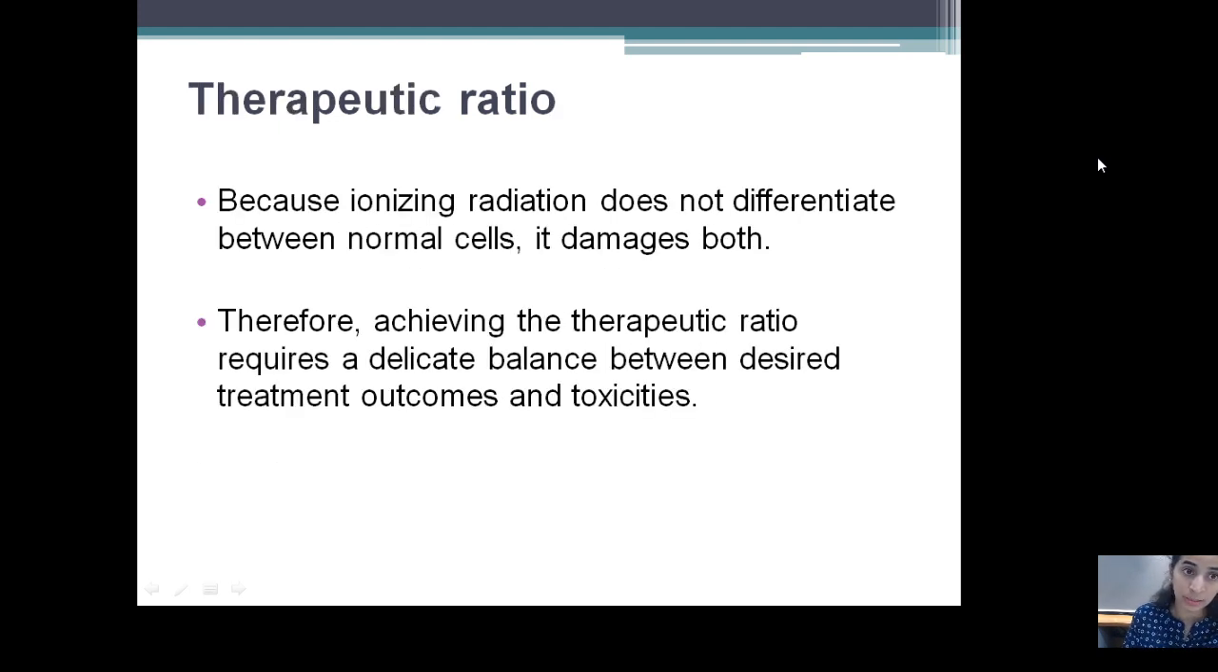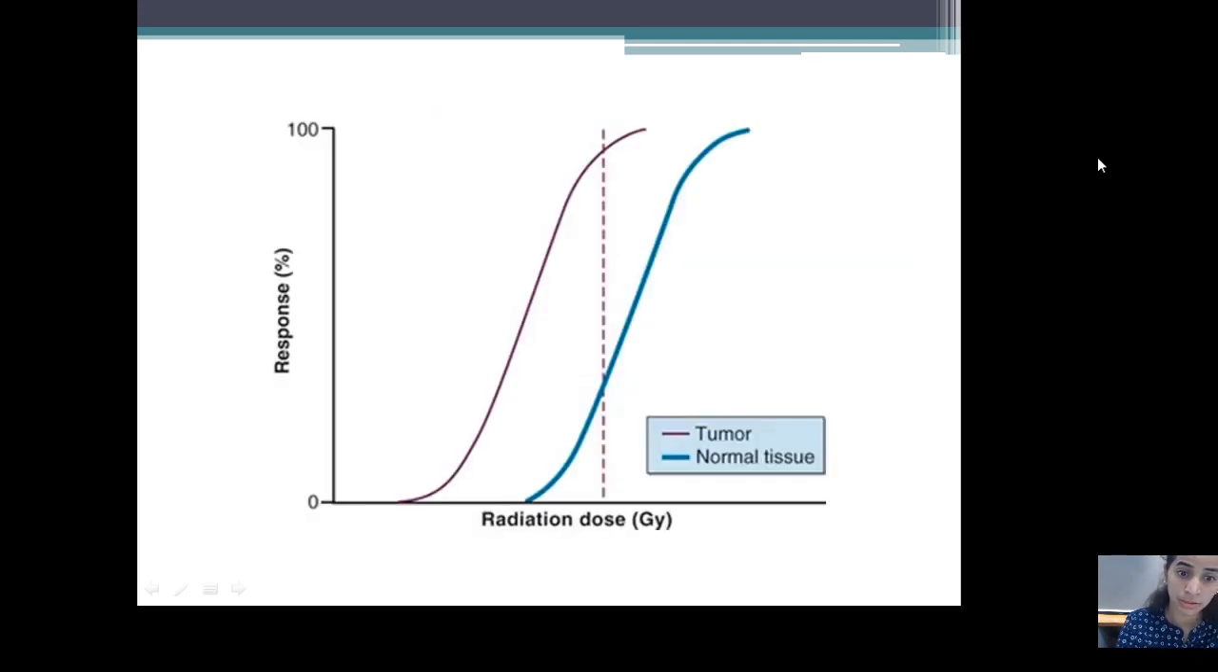So then came the concept of the therapeutic ratio. This will be cleared by using this graph. So this is a radiation dose graph. As we are increasing the radiation dosage, it is increasing the tumor response, but it is also increasing the normal tissue response. So in radiation therapy, we need to manage this gap as well.